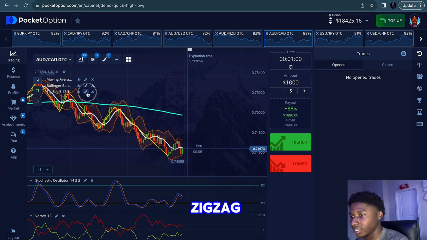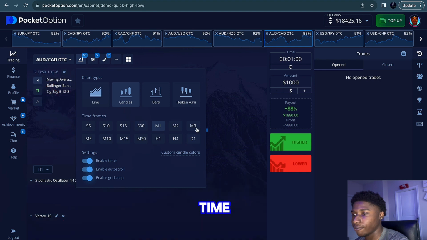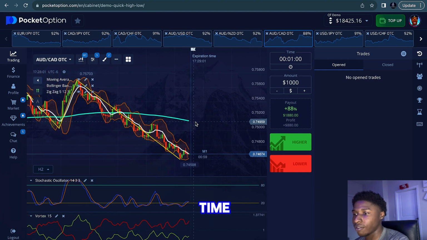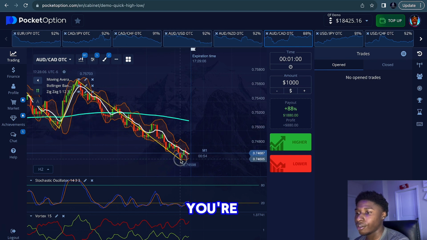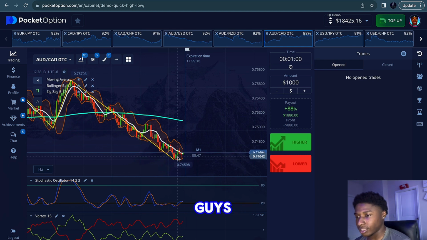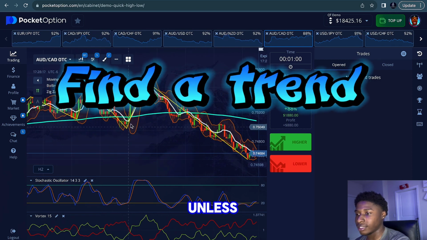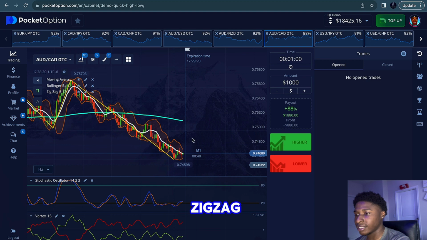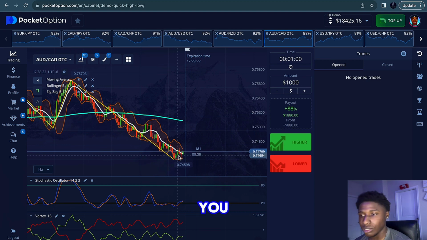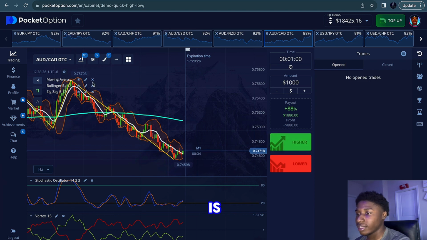Then we have the zigzag, and what the zigzag does is that it's more effective on a minute time frame or a longer time frame. As you can see the zigzag is forming, and you're thinking that it might reverse right here because your indicators look like they're pointing up. Just don't trade on the reversal, guys, until you find yourself with a zigzag forming. Once that zigzag starts to form in the up direction, that's when you want to go with the call option, guys, the higher option. So that is how the zigzag works.